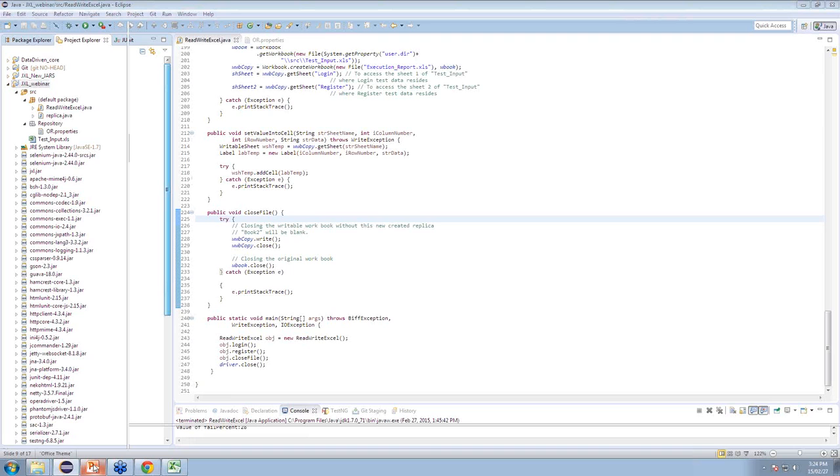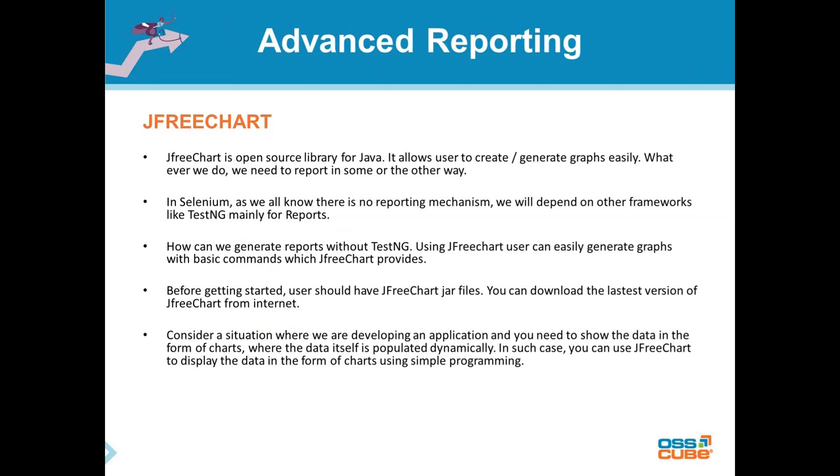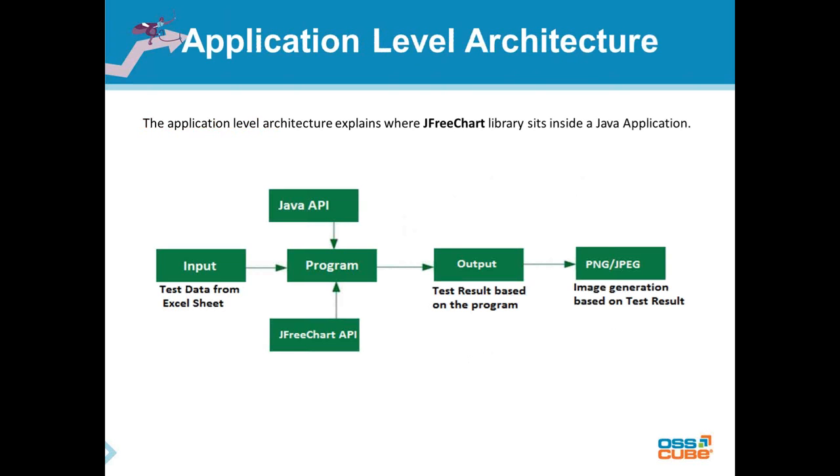So this is how you can add or configure the JFreeChart in your program. This is the application level architecture of JFreeChart. The application level architecture explains where the JFreeChart library sits inside a Java application. So this is the diagram for that.